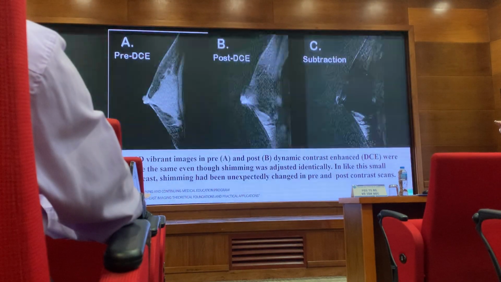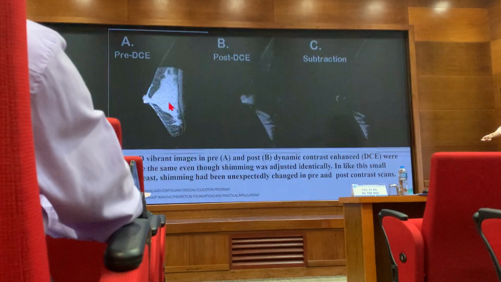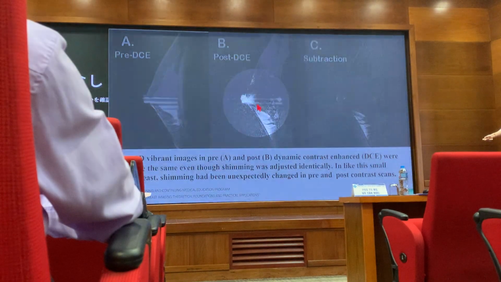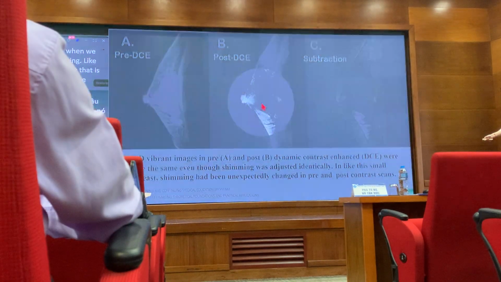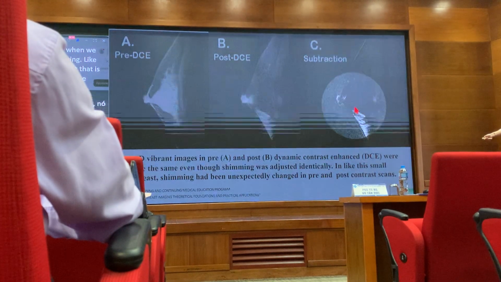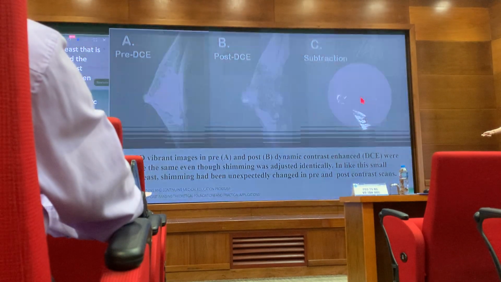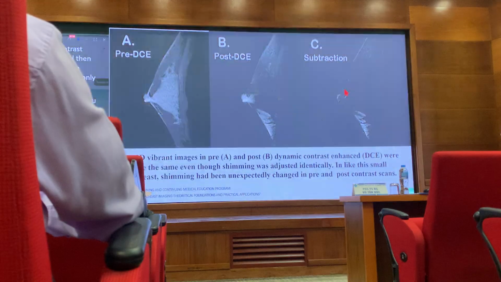So when we do the mask, it will be showing like this. This is the normal MRI breast that we scan. After that, we will do the post-contrast dynamic contrast enhancement sequence. And then with the subtraction, all the breast structure will be gone, only showing whatever is enhanced by the contrast.